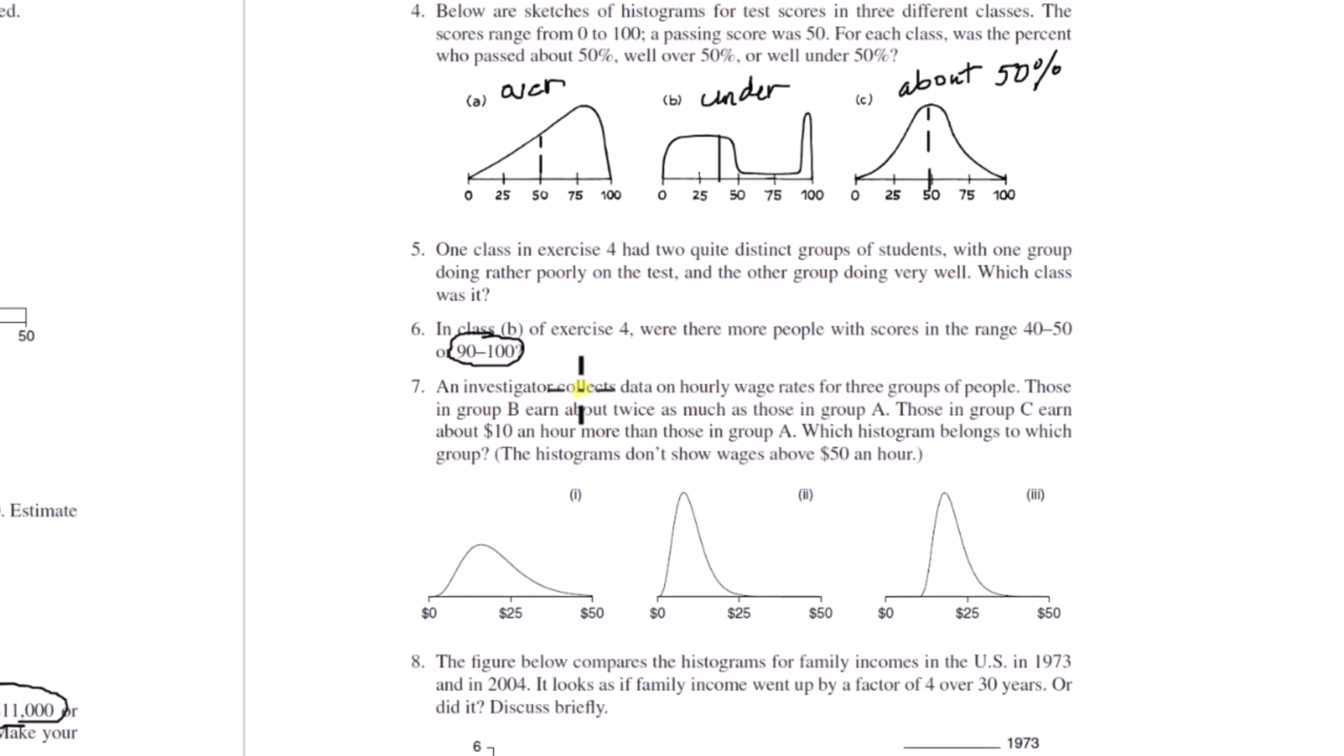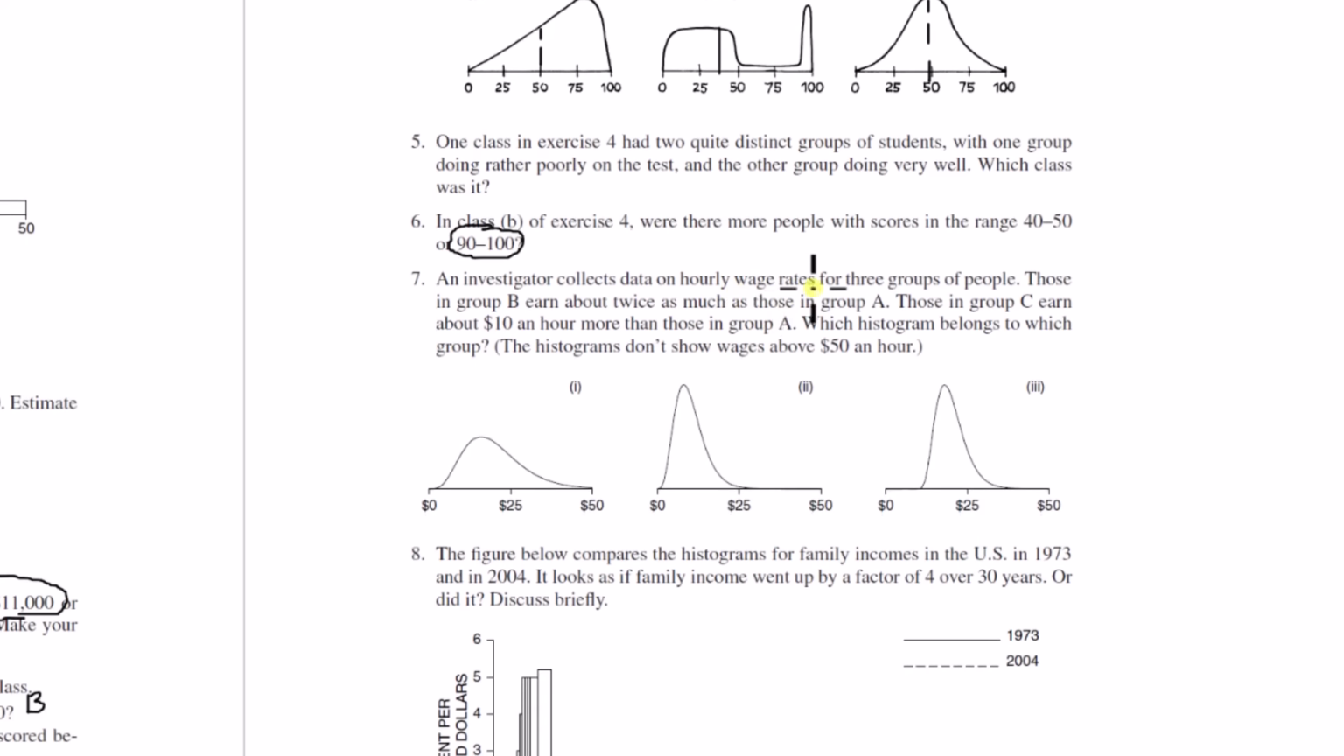Okay, an investigator collects data on hourly wage rates for 3 groups of people. Those in Group B earn about twice as much as those in Group A. Those in Group C earn about $10 an hour more than those in Group A. Which histogram belongs to which group? So the way you want to look at this is, it's these 3 data sets with their 3 separate histograms for these 3 different groups of people.